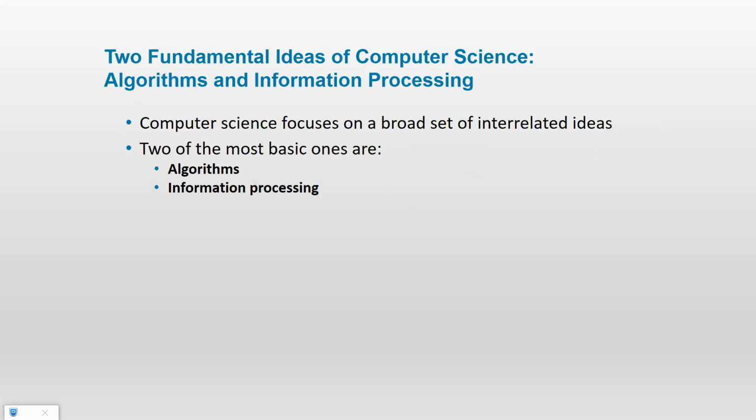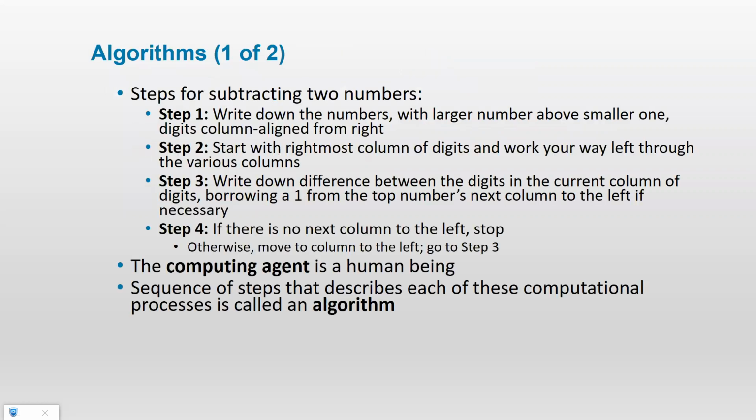So let's talk about the two fundamental ideas of computer science, okay? Computer science focuses on interrelated ideas, right? Two of the most basic ones are algorithm and information processing. So what is an algorithm? An algorithm is really a step-by-step instruction that accomplishes a task.